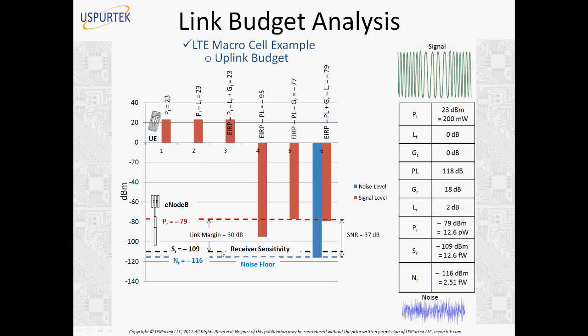The eNode B has to be very sensitive to be able to receive the signal from the handset. That is why our noise floor is much lower here. It's a higher negative number, but the noise floor has to be much lower for the eNode B, and the receiver in the eNode B has to be very sensitive too, so that we have enough link margin between the received signal power level at the eNode B and the sensitivity of the receiver.